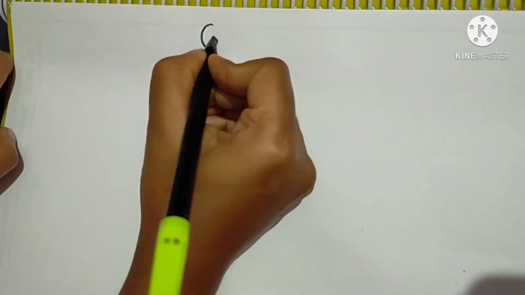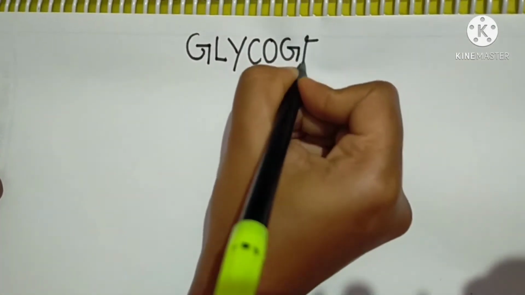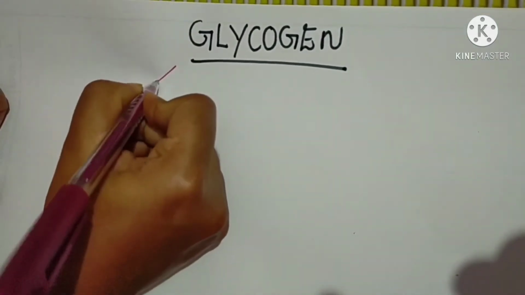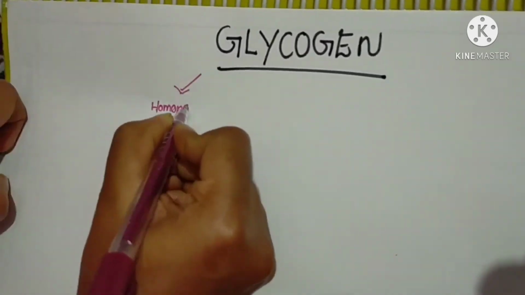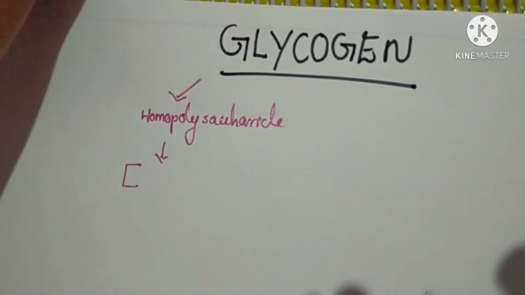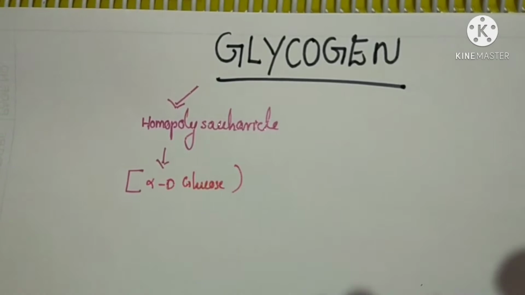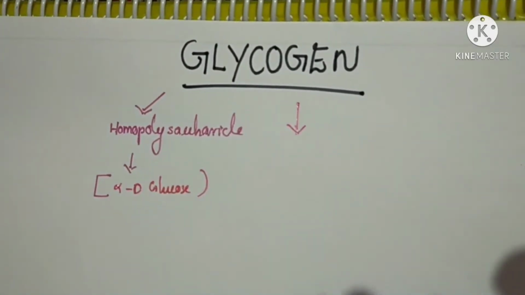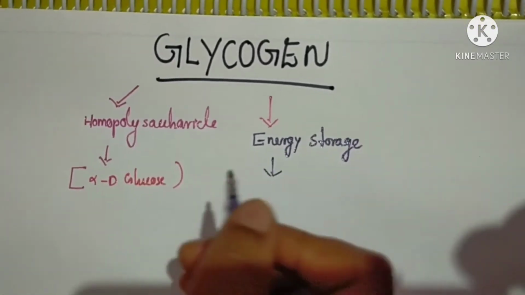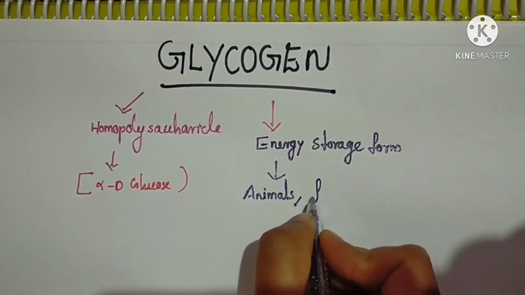Study about another polysaccharide, glycogen. It is a homopolysaccharide. Since it is a homopolysaccharide, it is made up of only one type of monosaccharide, that is alpha D glucose residues. Okay, and it is the major energy storage form in animals, fungi, and bacteria.